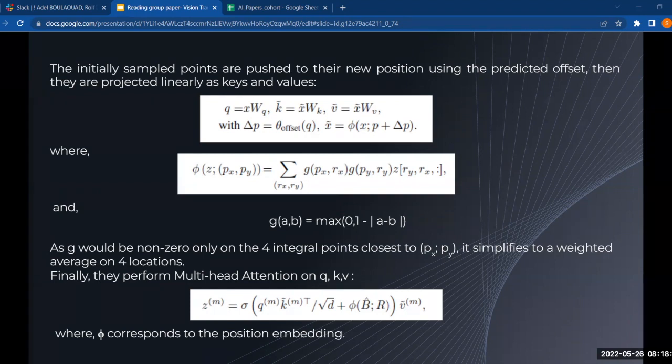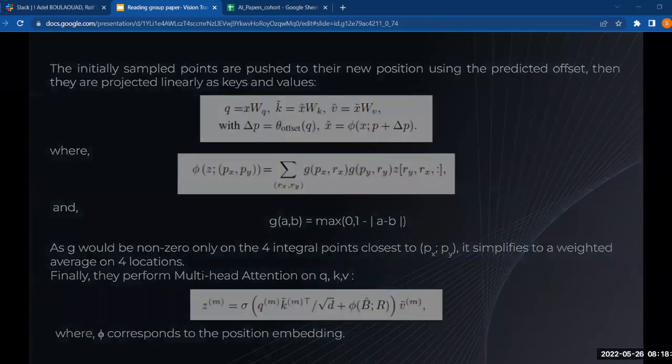So yeah, we have the position embedding. So this is the deformable attention module that they implemented to get better accuracy. Now moving on to the model architecture.